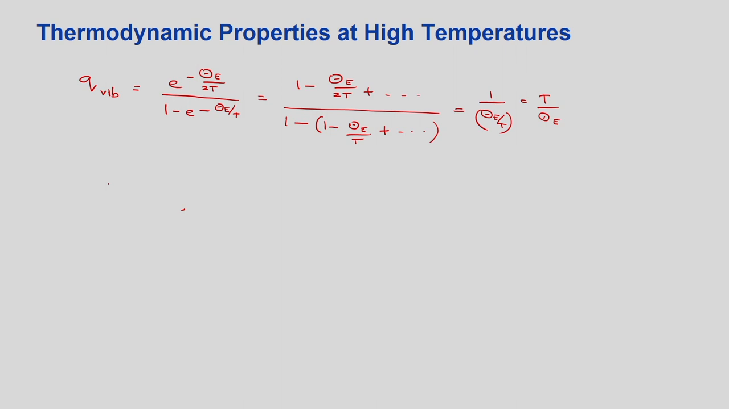So we can write q vibrational is equal to t by theta e when t approaches infinity, while q vibrational approaches e to the power of minus theta e by t when t approaches 0. These two things we have to remember. If you remember it, then we can see that the value of Q will also change.